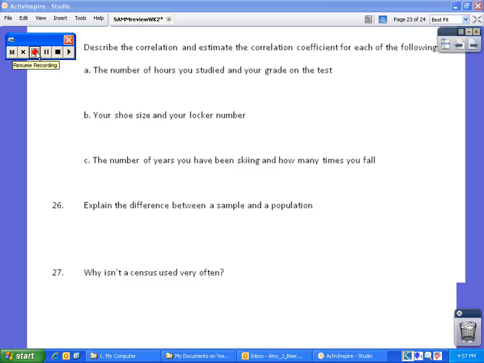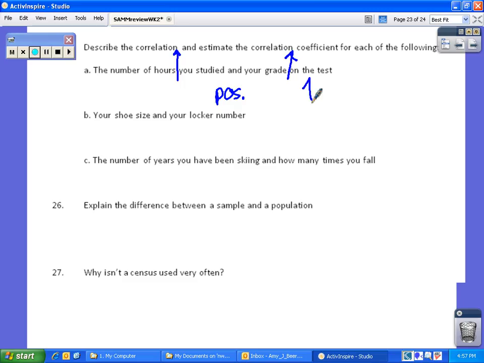We're on the home stretch. Describe the correlation and estimate the correlation coefficient for each of the following. The number of hours you studied and your grade on the test. Well, I think that as the number of hours I study goes up, my grade on the test should go up. So that would be a positive correlation. I would estimate the correlation coefficient to be a positive number, let's call it 1.